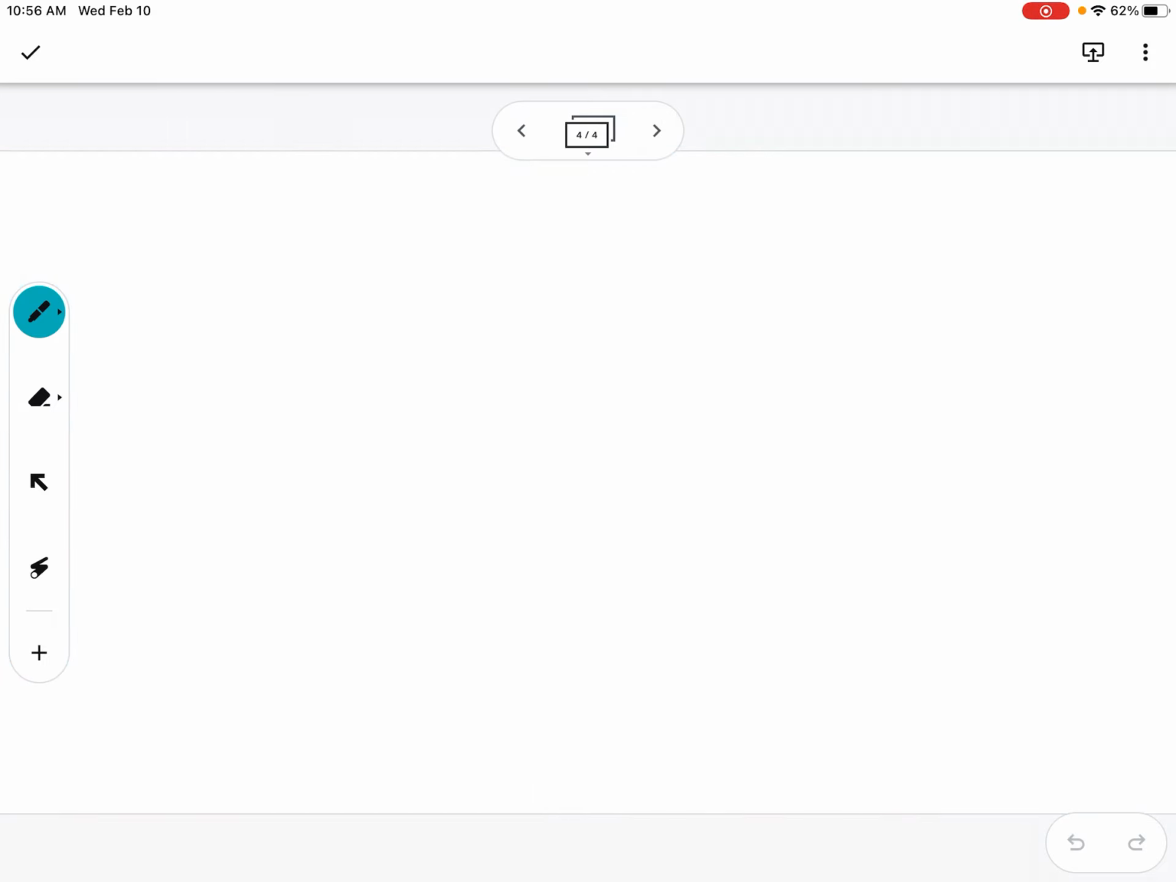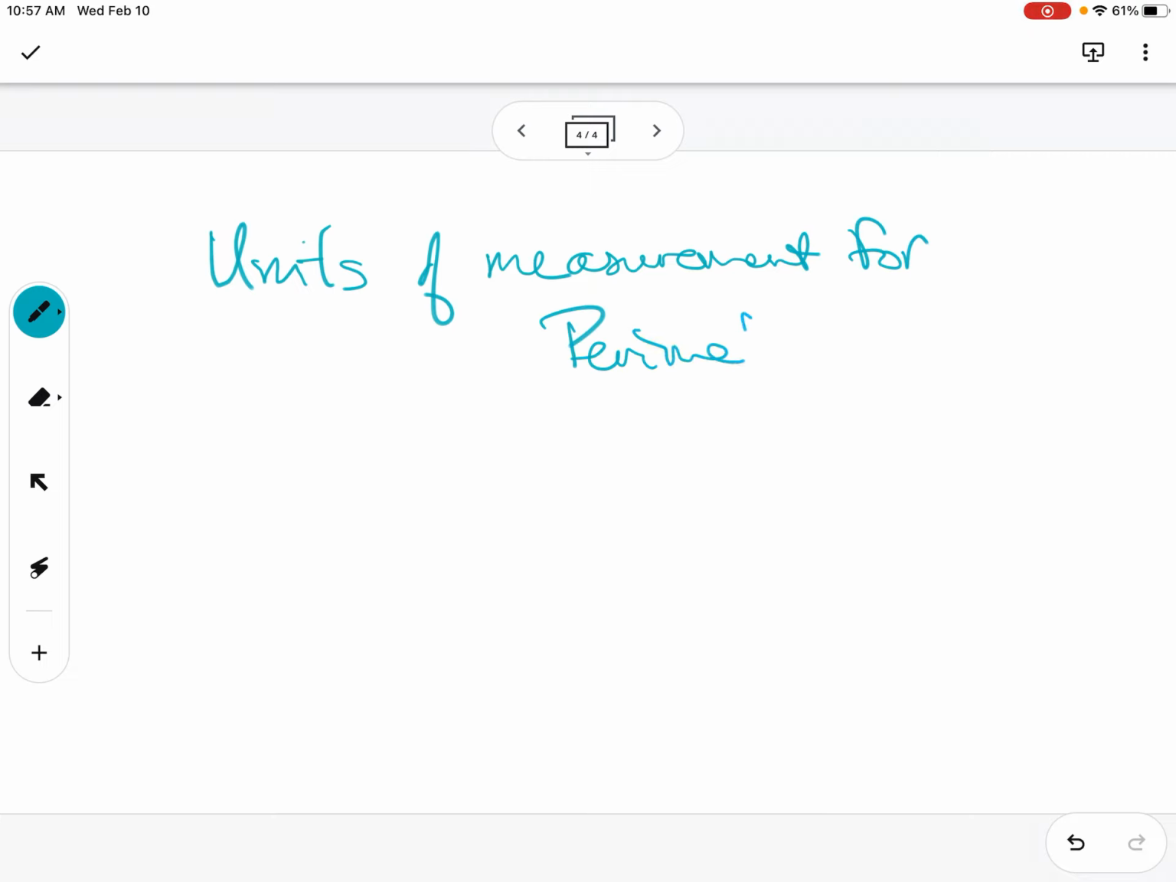When we're calculating perimeter, well, when we're measuring anything, we use units of measurement. So what are the units of measurement for perimeter? Well, let's start again with the definition of perimeter. The perimeter is the distance around the outside of a shape. Keyword here, distance.